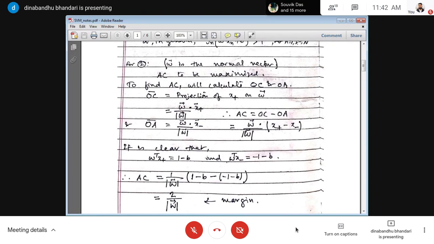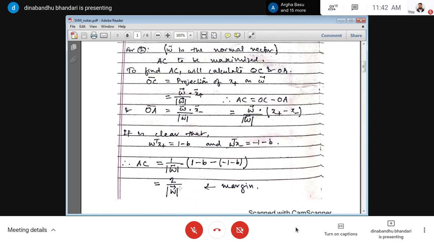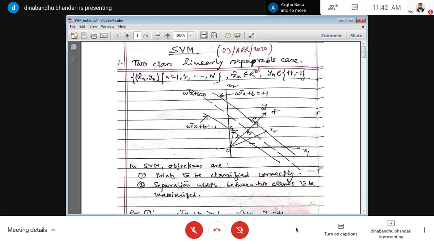I just take 1 by norm of W written here, and W transpose x plus b, as we have seen, that is 1 minus b, and W transpose x minus equal to minus 1 minus b. Now, what is this equation? The 1 by norm of W dot x plus, which is equal to 1 minus b, minus W dot x minus, which is minus 1 minus b. You just simplify this, b will be cancelled out, it would be 2. So AC is equal to 2 by norm of W. That is the margin.